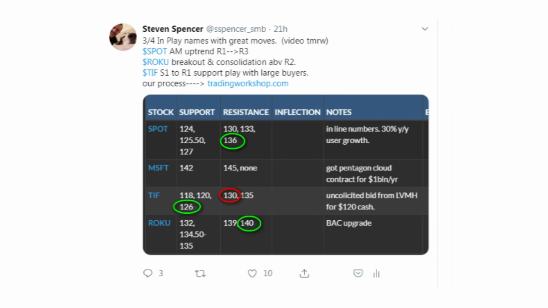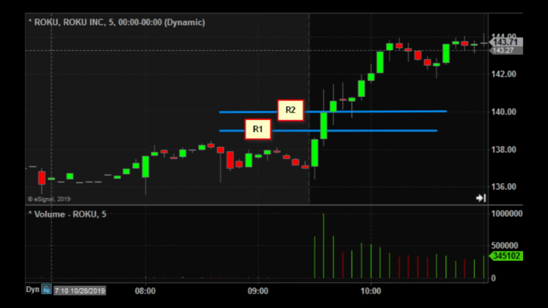We have that on the sheet, I believe. Roku, first resistance potentially 130. I've circled the second one, 140, because it actually broke out from there. And I'm prepared that right on the open. Let's take a look at the intraday chart now. What you can see is I've highlighted R1, R2, 139, 140. And so I'm developing a plan.